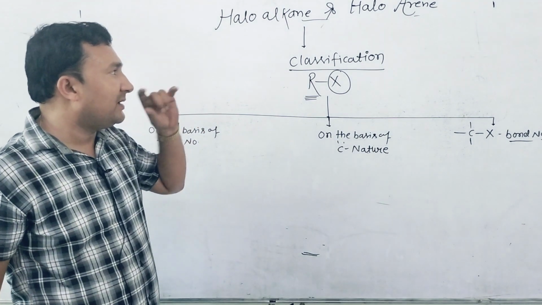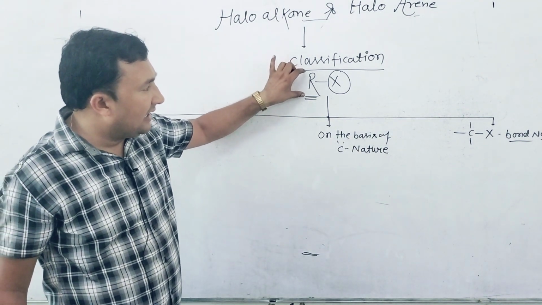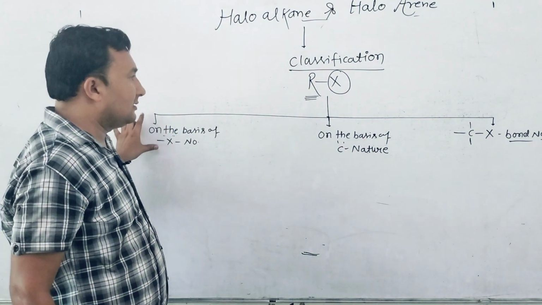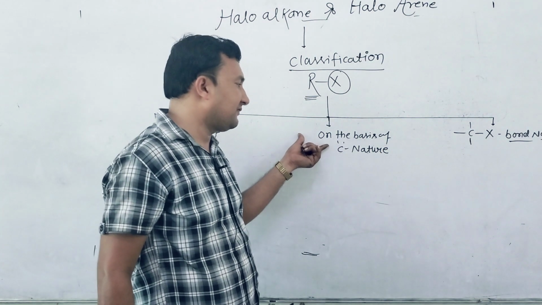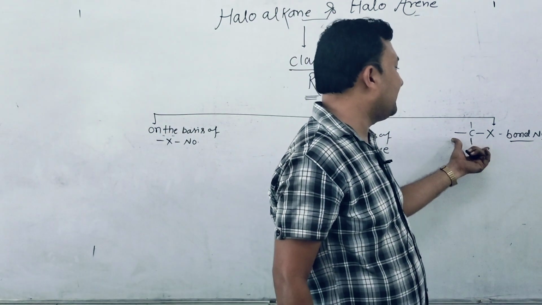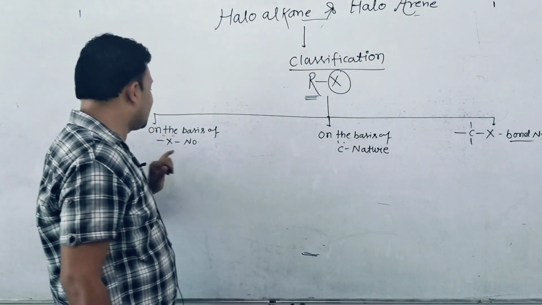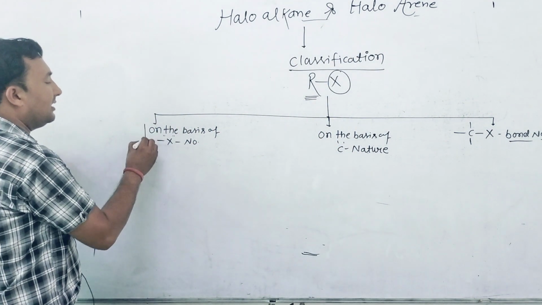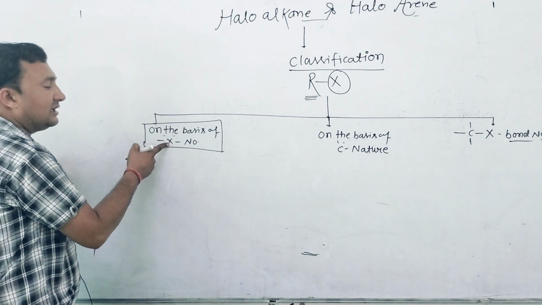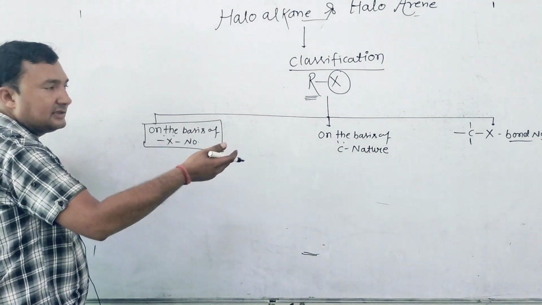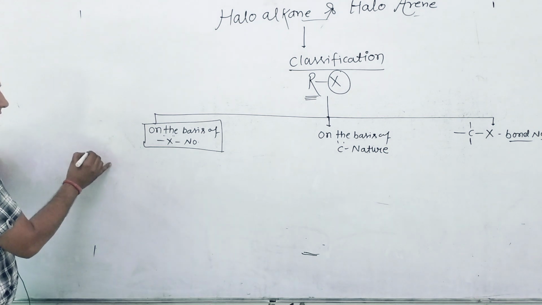So now what is the next topic? The next topic is classification of alkyl halide. Alkyl halides can be classified in three categories. The first is on the basis of halogen atom, the second on the basis of carbon nature, and the third on the basis of carbon halogen bond nature. Now talk about the first one, on the basis of halogen number. It indicates that as the halogen number increases, the alkyl halide will also change.